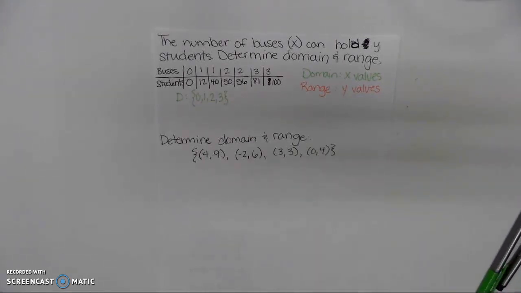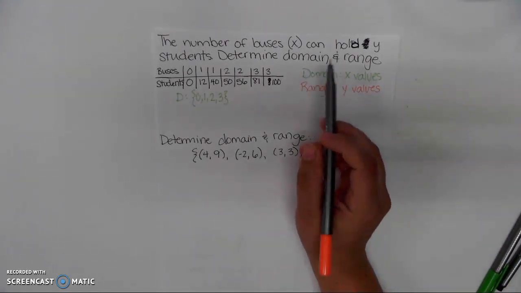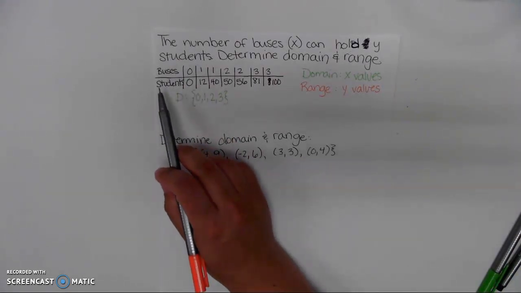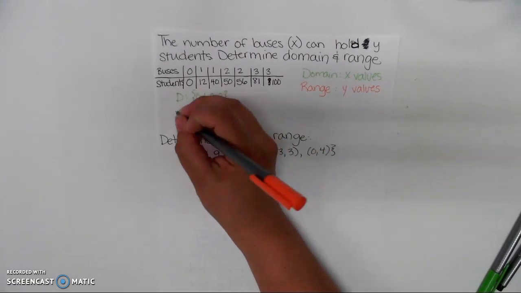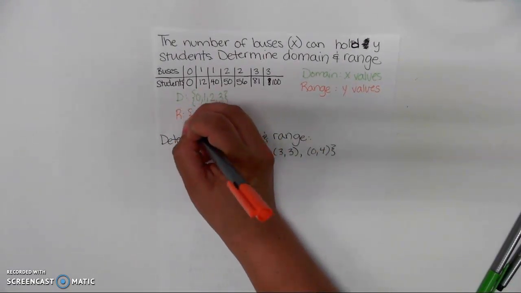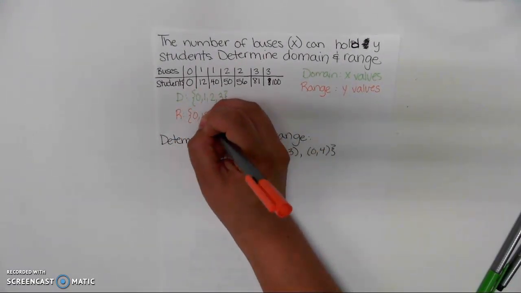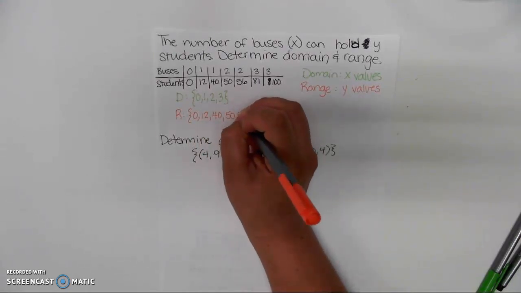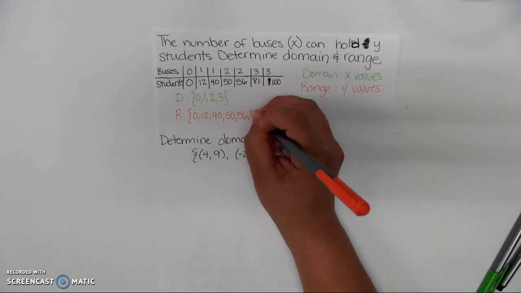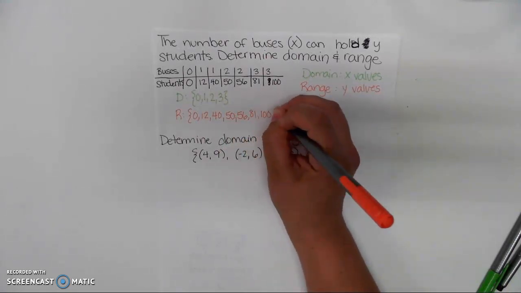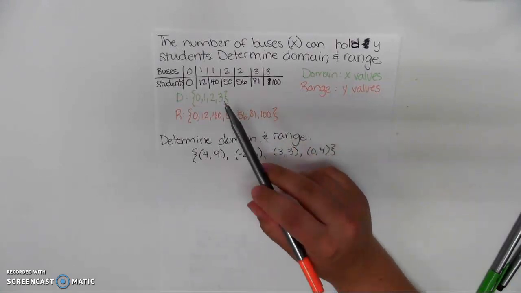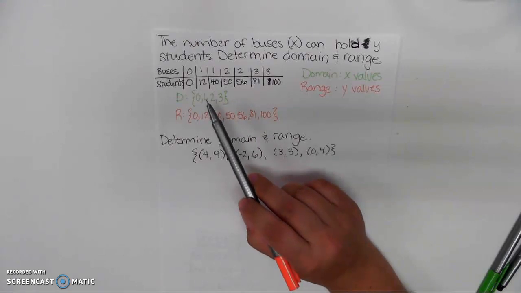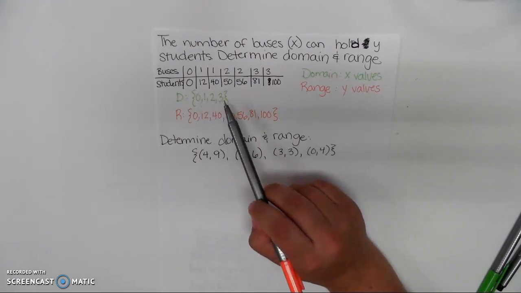Range, remember, is the y values. So we're talking here about the students. In this table, the students are the bottom row. So I'm going to do that: 0, 12, 40, 50, 56, 81, and 100. Notice that in both of these, I have them written in numerical order. And again, in the domain, I did not repeat any x's.